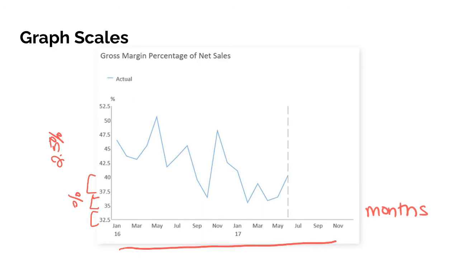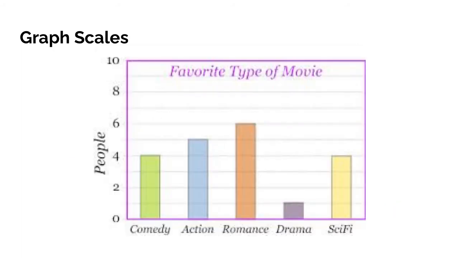Wonderful. There is one thing I want to draw your attention to on this graph. We learned that graphs should always start at 0. Can you look at this graph? Does this graph follow those rules? Hopefully you said no. This graph starts at 32.5%. So to be a better and more accurate graph, this graph should really start at 0%. Let's look at another example.